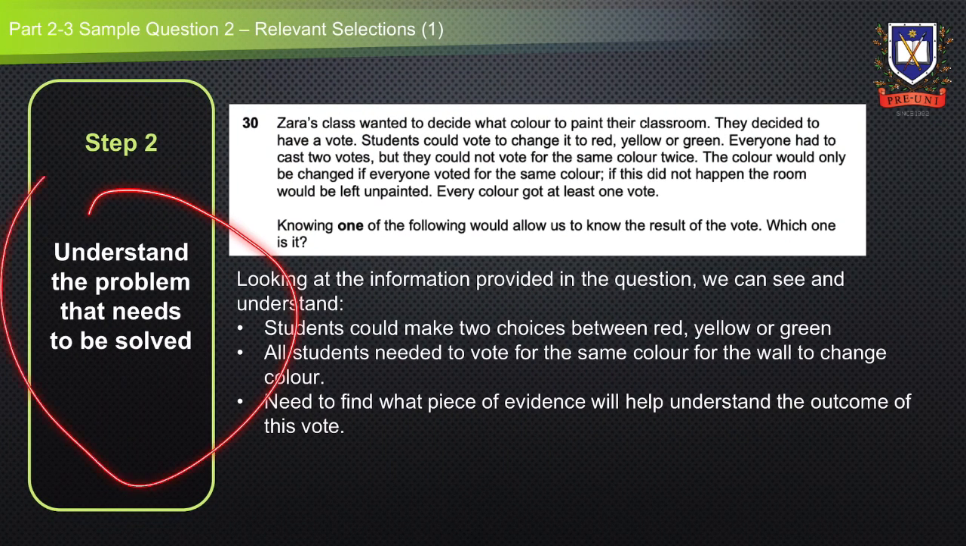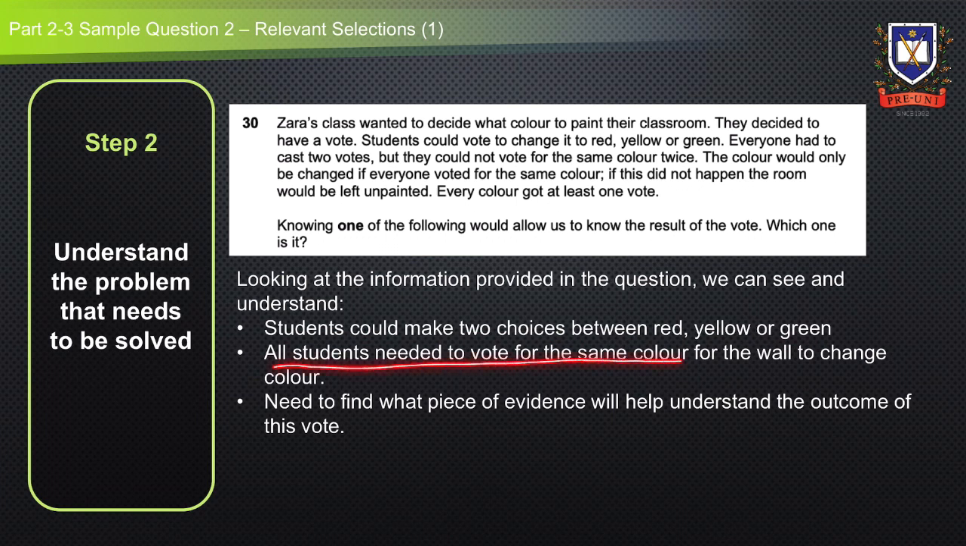Step 2 is to understand the problem that needs to be solved. Looking at the information provided in the question, we can see and understand that students could make 2 choices between red, yellow, or green. All students needed to vote for the same color for the wall to change color, and we need to find what piece of evidence will help understand the outcome of this vote.